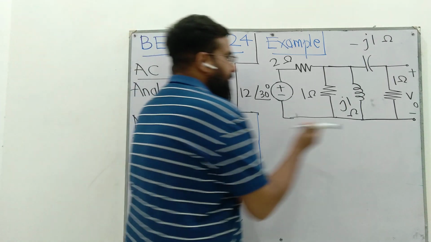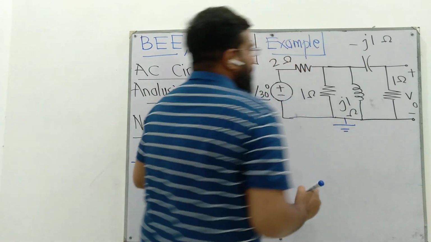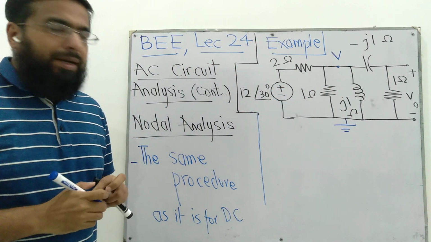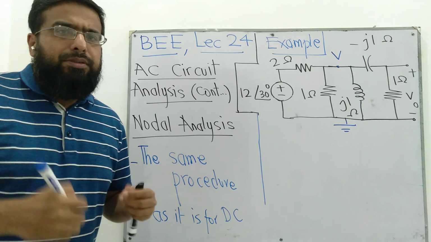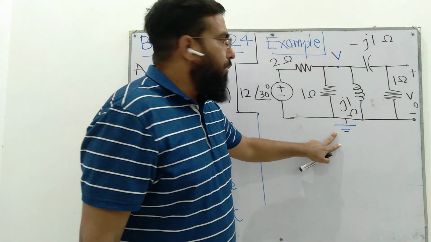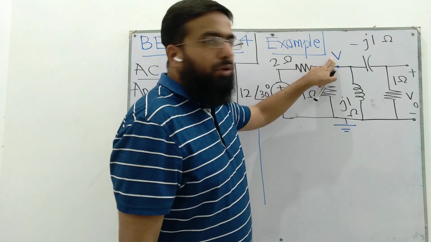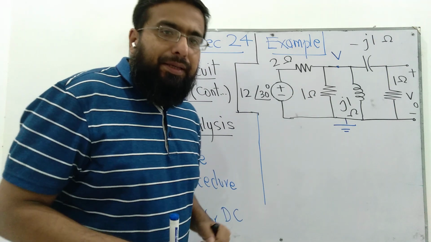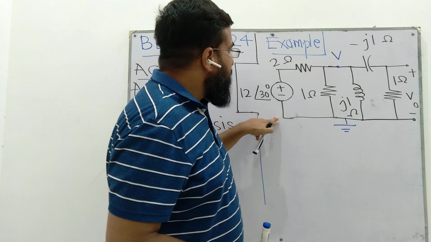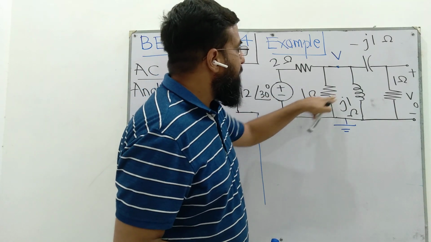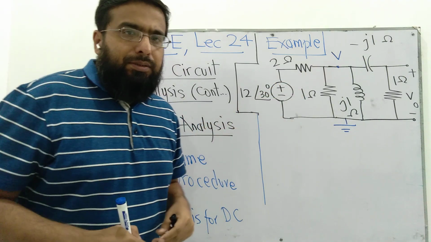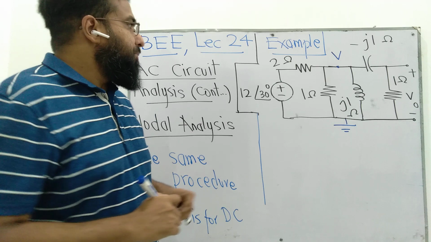We'll first identify a ground node, and then one or more nodes, and then we'll write the KCL equation for each node. Here we identify only one node in addition to the ground node. We call the voltage of this node V, and we start writing the KCL equation for this node. We have four branches connected to this node, and let's write down the equation for each of these branches.